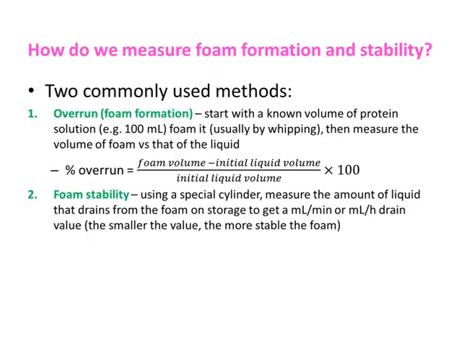Right, so there are two ways we can measure foam formation and stability. One is to measure overrun. This measures foam formation, where you start with a known volume of protein solution, foam it by whipping, and then measure the volume of foam versus that of the liquid. So the percentage of overrun is the volume of foam, minus the initial liquid volume, divided by the initial liquid volume, times 100. For foam stability, we need to use a special cylinder, and we measure the amount of liquid that drains from the foam on storage to get a mL per minute or mL per hour drain value. So the smaller the value, the more stable the foam is.